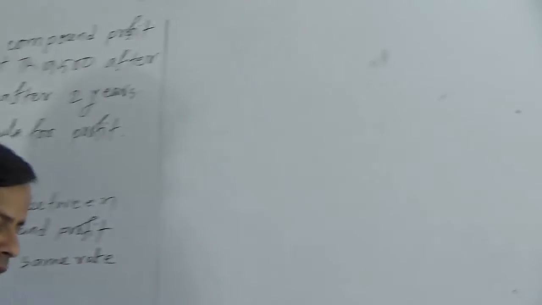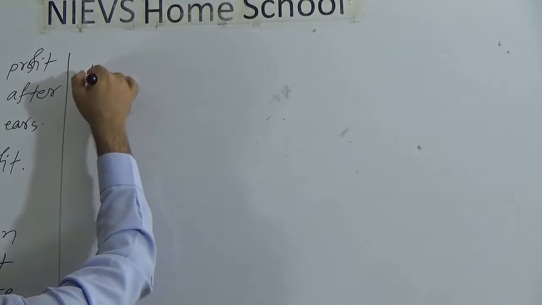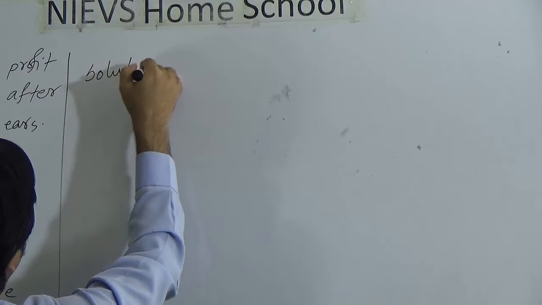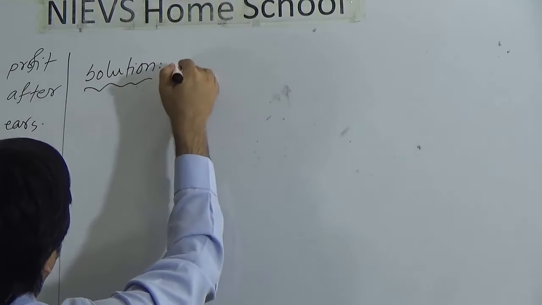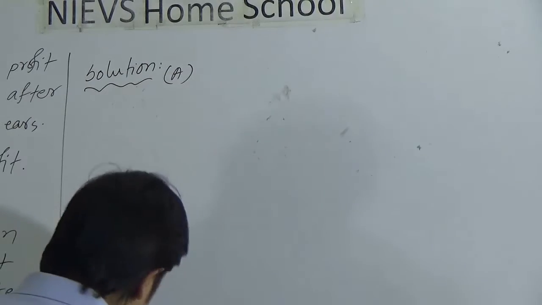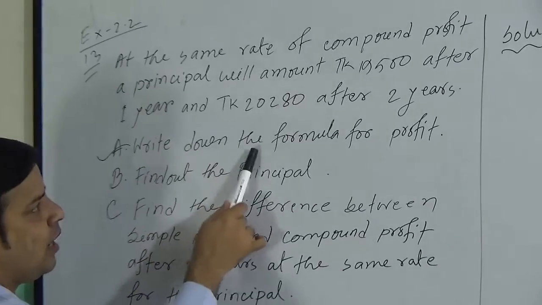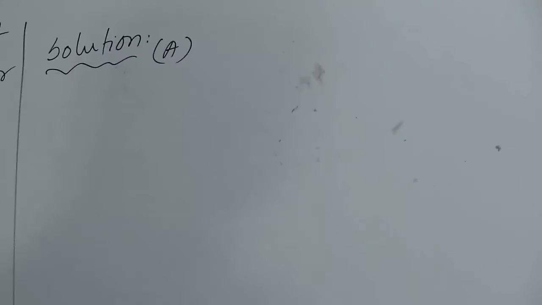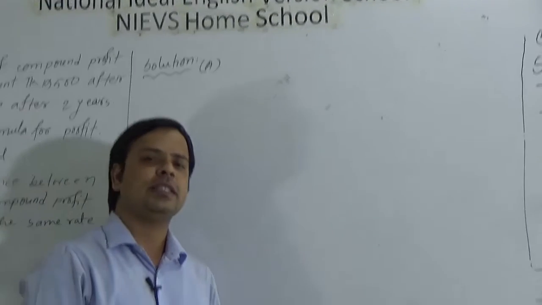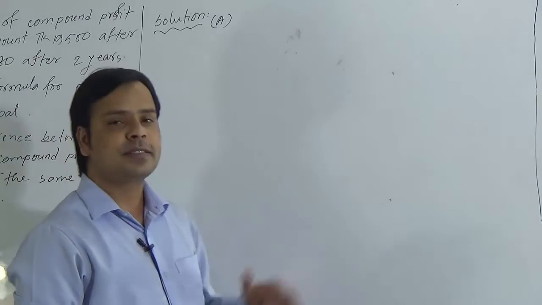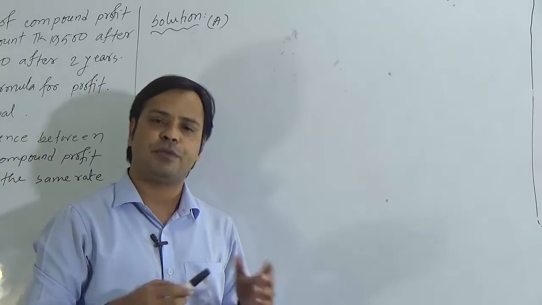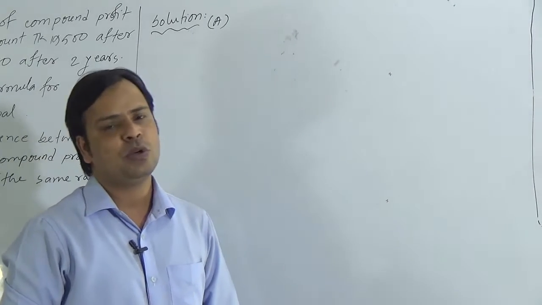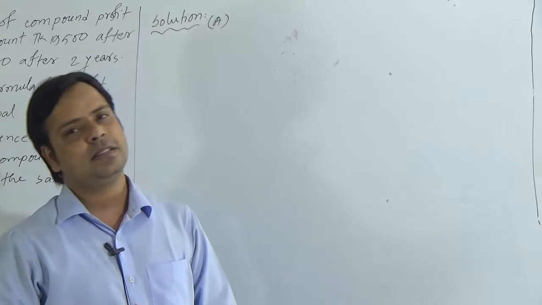So let us see how can we solve question A. Solution, and I am writing here A. Dear students, question A, see the question carefully. Write down the formula for profit. It means that we need to write the formula for profit. Dear students, you know 2 types of profit discussed in this chapter. 2 types of profit we have learned in chapter 2. One is simple profit, another is compound profit.